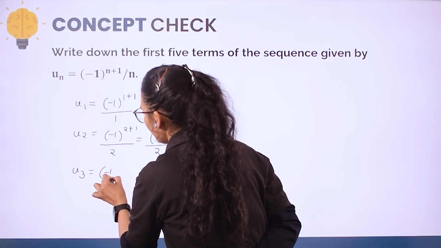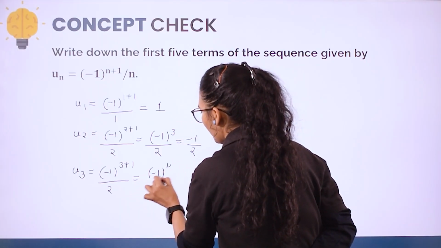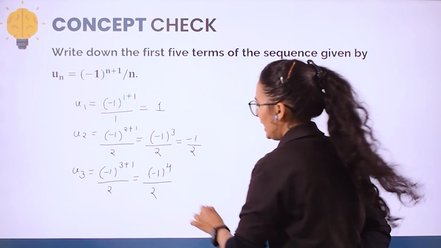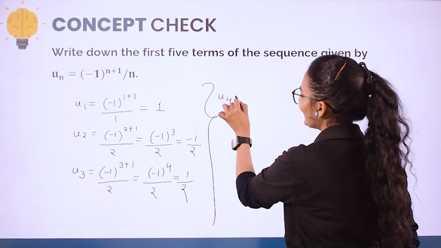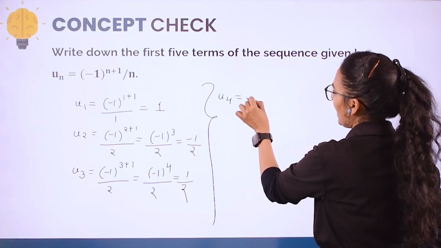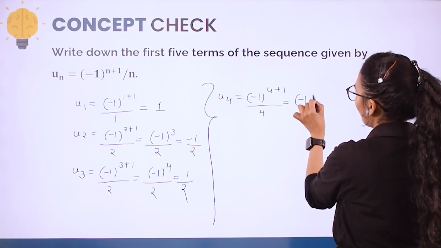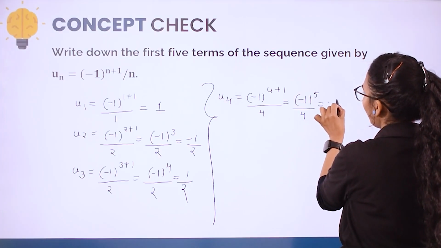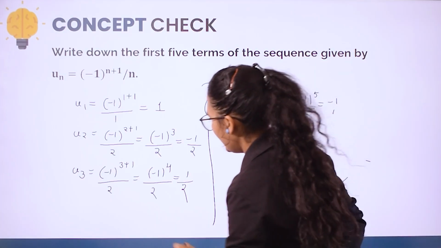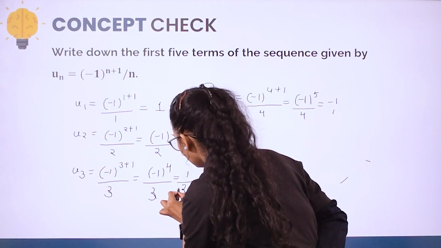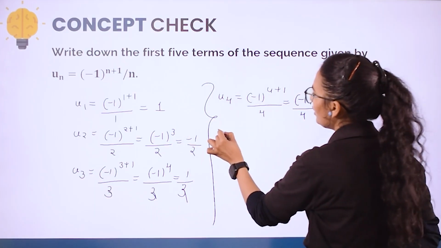U3 is minus 1 raised to the power of 3 plus 1, divided by 3. That is minus 1 raised to the power 4, which is again an even power, so a positive answer, 1 by 3. Sorry, my bad, it is 3 in the denominator here, since we have n. So 2 more to go. U4 is minus 1 raised to the power of 4 plus 1, divided by 4, so minus 1 raised to the power of 5 divided by 4. Odd power, negative answer, minus 1 by 4. Now U5.